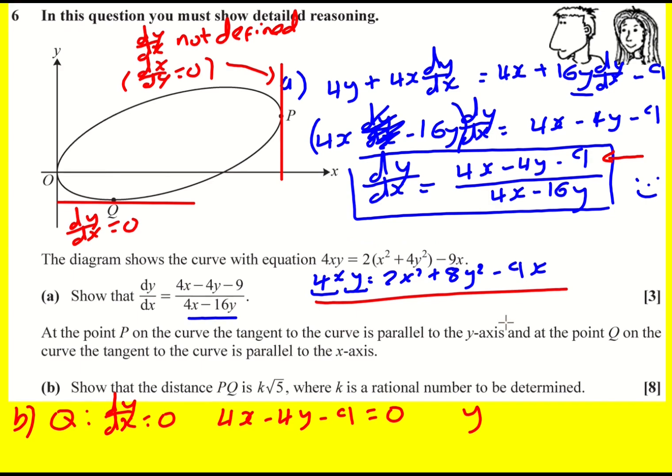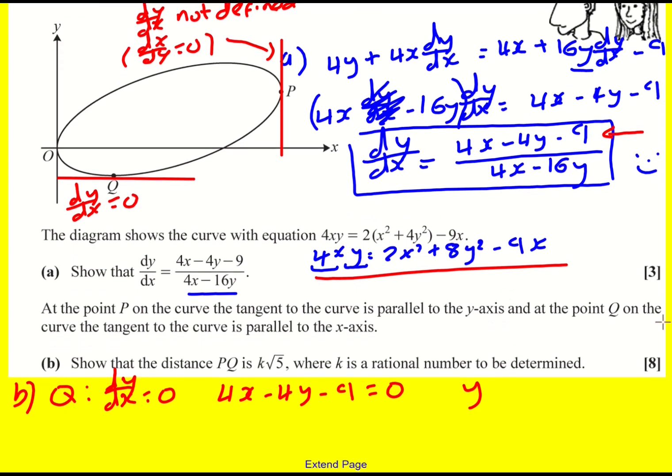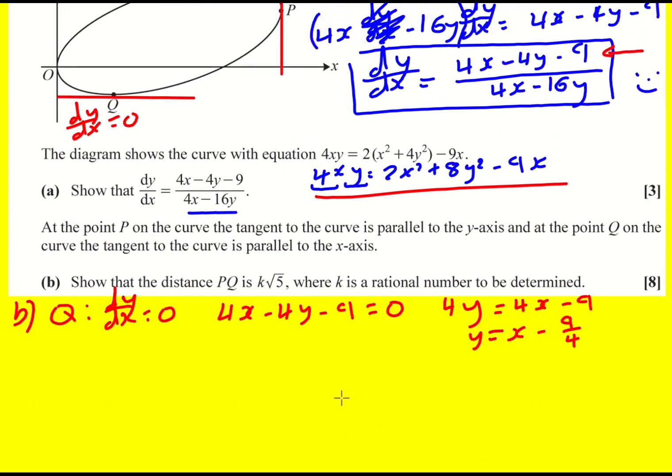So I'm going to need to solve simultaneous equations essentially. I'm going to make y the subject, so 4y is going to equal 4x minus 9, and therefore y is going to equal x minus 9 over 4. I'm ready to substitute it in. So I substitute this into here, that's what I'm saying. Therefore 4x times x minus 9 over 4 is going to equal 2x squared.